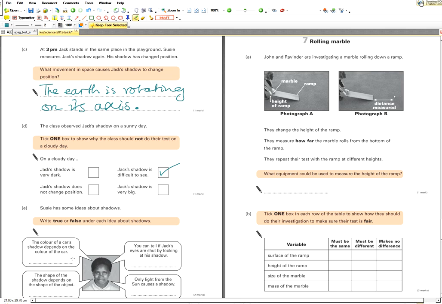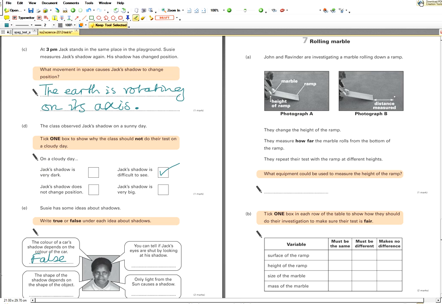Okay, Susie has some ideas about shadows. Write down true or false under each idea about shadows. The color of a car's shadow depends on the color of the car, and that is completely wrong, because the shadow doesn't have a color apart from grey. I don't think you have black shadows, but normally it's dark grey.